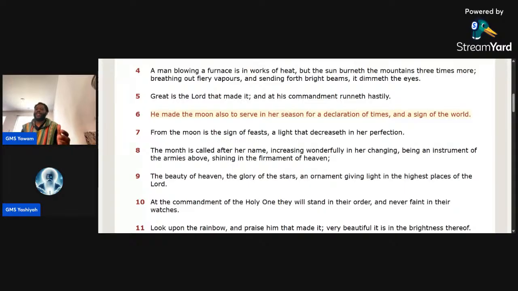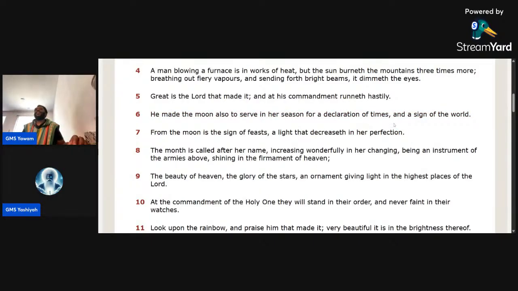If I'm not mistaken, four new moons, and then the next month comes in. It's like roughly 29 point something days, or 28 days or something like that. But pretty much it goes off of the moon. It tells us the first day. It tells us the seventh day, which will be the new moon. And the new moon is synonymous with the Sabbath. That's why it says serve as a declaration of times. You see, but then it says and a sign of the world.